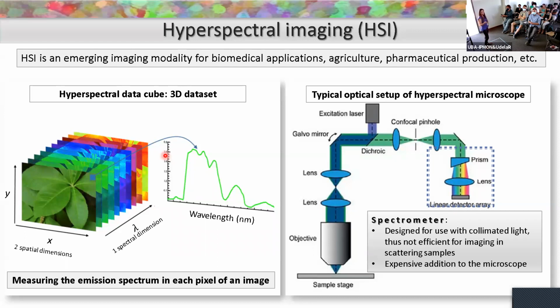The optical setup in the microscope for hyperspectral imaging consists of having spectrometers in the microscope, and they work well, but they have the caveat that they are designed to work with collimated light. So they don't work well with scattering samples, and they are also an expensive addition to the microscope. So at the LFD, we have been working on developing new methods that work well with scattering media.